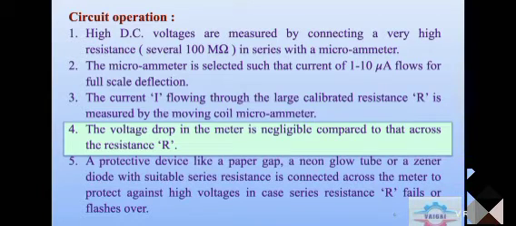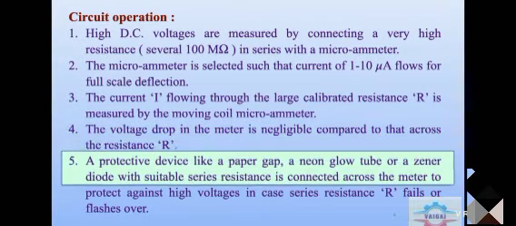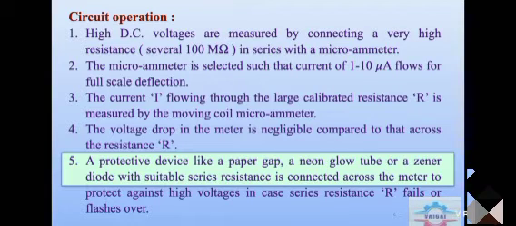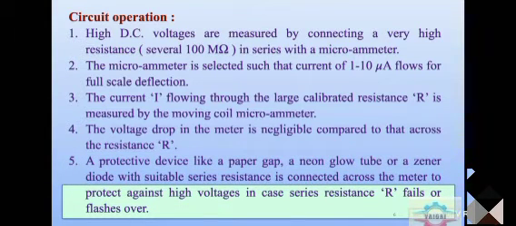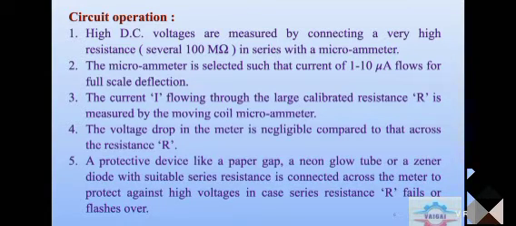The voltage drop in the meter is negligible compared to that across the resistance R, since the value of R is very high. A protective device like a paper gap, a neon glow tube, or a Zener diode with suitable series resistance is connected across the meter to protect against high voltages in case series resistance R fails or flashes over. This is the circuit operation of the series resistance micrometer.